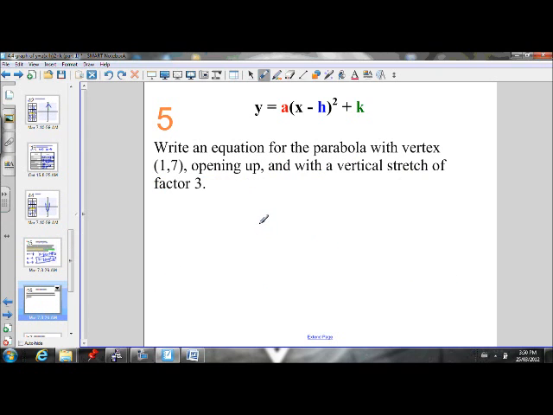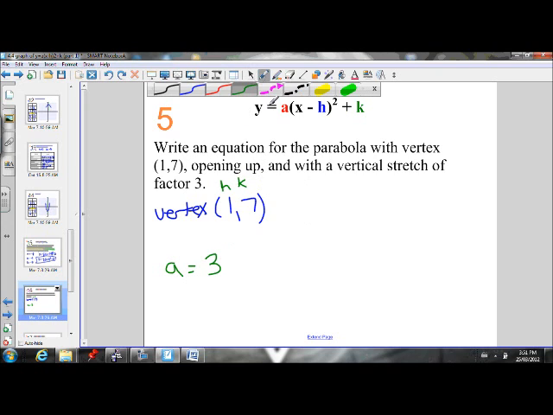Next example, write an equation of the parabola with vertex (1, 7), opening up, with a vertical stretch of factor 3. So we know our vertex is (1, 7), and we know our vertex gives us our h and k values. Now when we want to know about our a value, it tells us that it has a vertical stretch of a factor of 3. So our a must be 3. Okay? And it opens up, so our a value is positive.